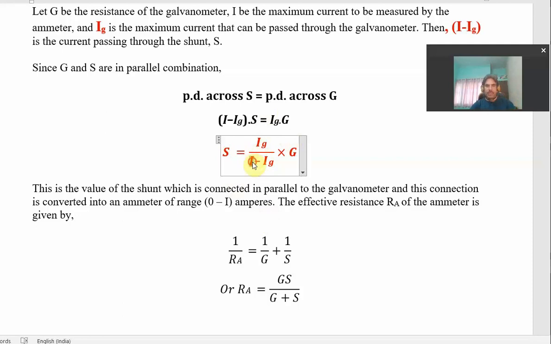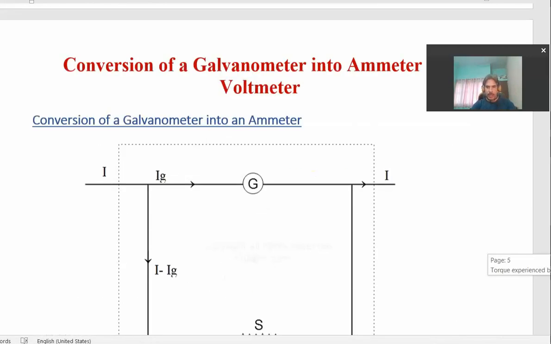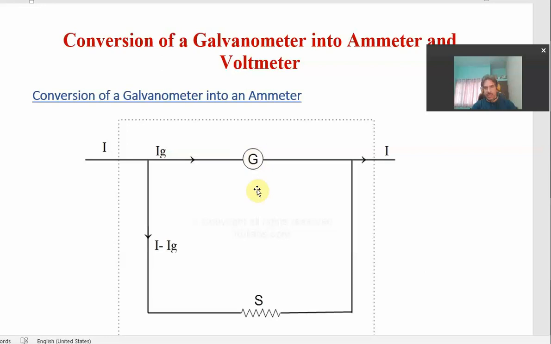So for a larger or wider scale of ammeter, we require a smaller value of shunt resistance. And if we want an ammeter of short current range, 0 to 1 ampere or 0 to 2 ampere, the value of shunt resistance will be higher. This is clear from this expression. And what will be the effective resistance of this combination? Whenever we connect a shunt resistance in parallel to the galvanometer, these two resistances G and S are parallel. We can simply use the expression for the parallel combination of resistances to find the effective or net resistance of this combination.